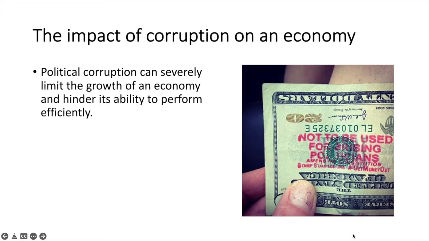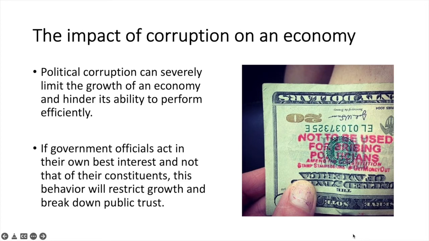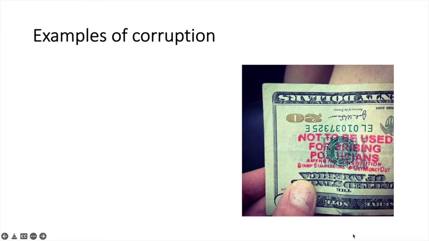Political corruption can severely limit the growth of an economy and hinder its ability to perform efficiently. If government officials act in their own best interest and not that of their constituents, this behavior will restrict growth and break down public trust. To understand why, let's look at a few examples of corruption and analyze their impact. Some examples of corruption include bribery, nepotism, electoral fraud, kickbacks, and graft.